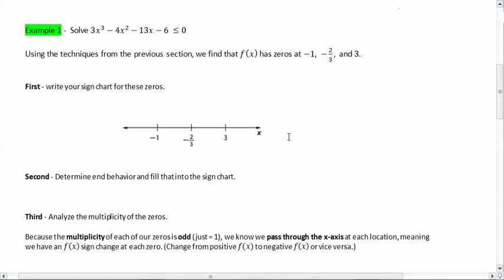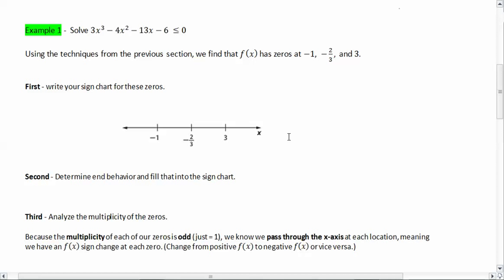Let's do an example. So solve 3x cubed minus 4x squared minus 13x minus 6 is less than or equal to 0. So we can use the techniques from the previous section in order to find that f of x has zeros at negative 1, negative 2/3, and 3. So what were those techniques?